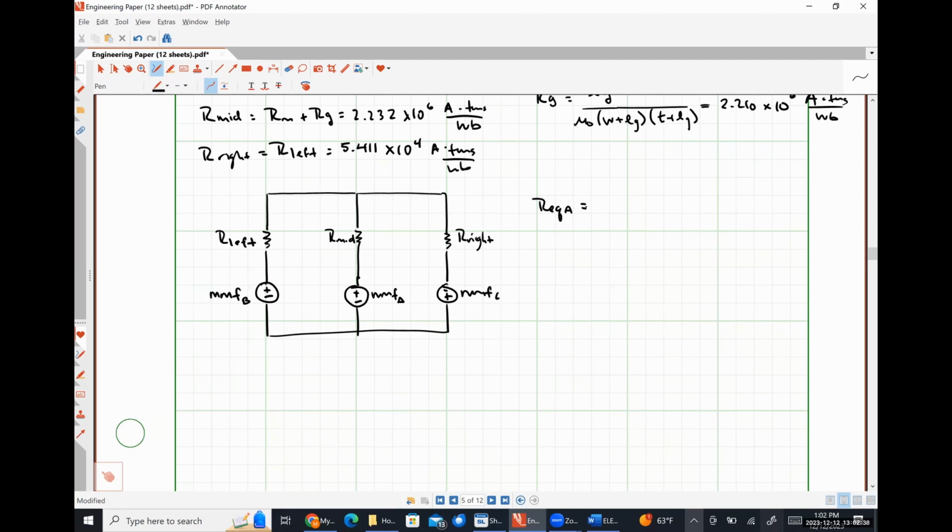Yeah. So you were doing the right process, but you got it a little wonkified, right? So it'll be R mid in series with left and right in parallel, which is going to be the same thing as half of R left, because R left and R right are the same value. So that comes out to be 2.261 times 10 to the 6 amp turns per Weber.